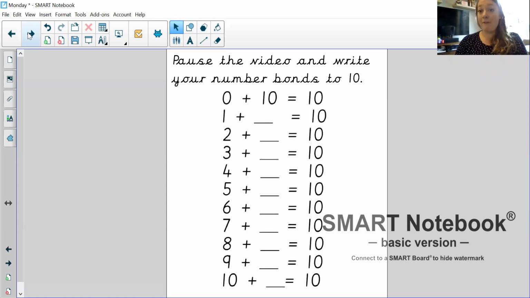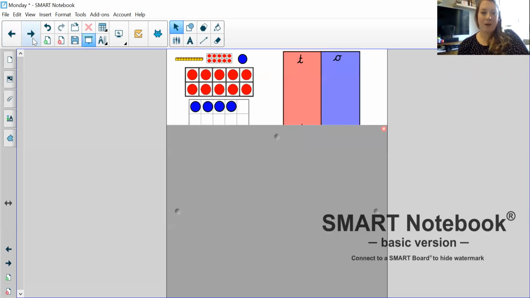Right. Before we start, I want you to pause the video and fill in all of your number bonds. So this is a good time to go and get some paper and a pencil or a whiteboard and pen as well. So pause the video and fill in all of your number bonds and then take a photo for me. Okay, I'll look forward to seeing that. Right. Our objective is to add using number bonds.